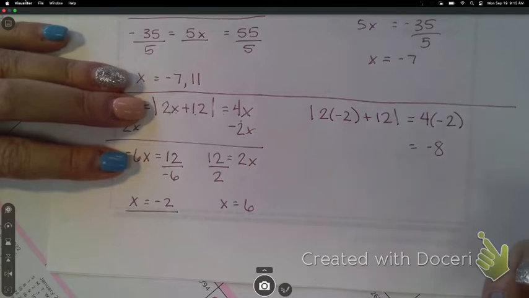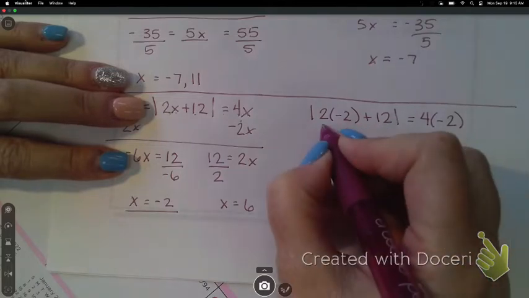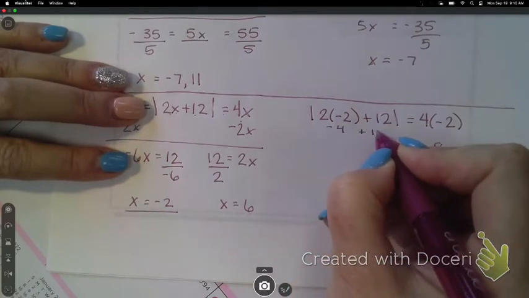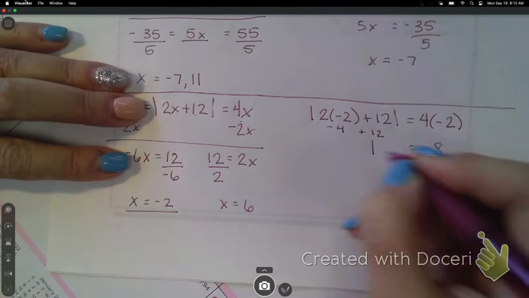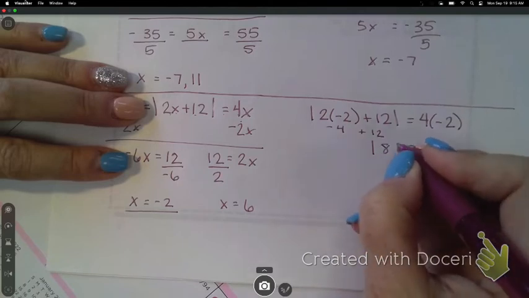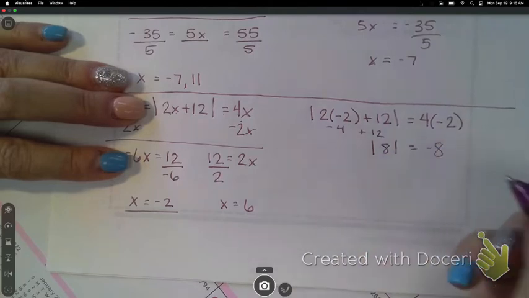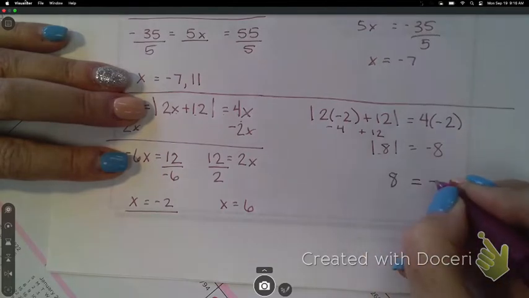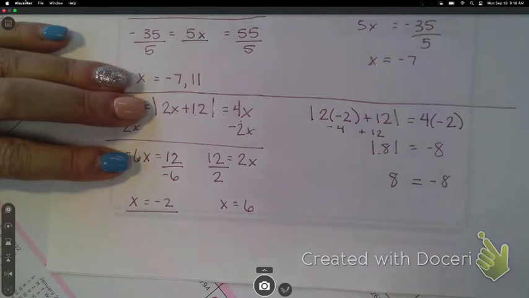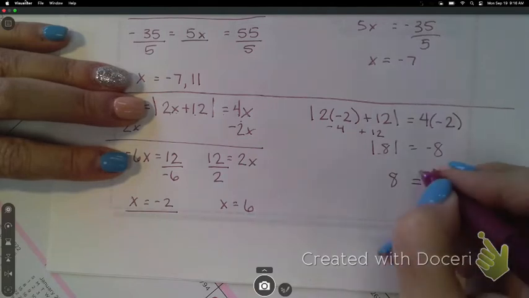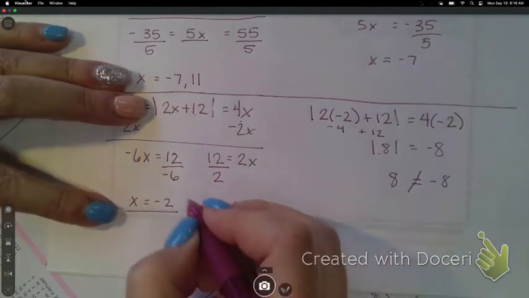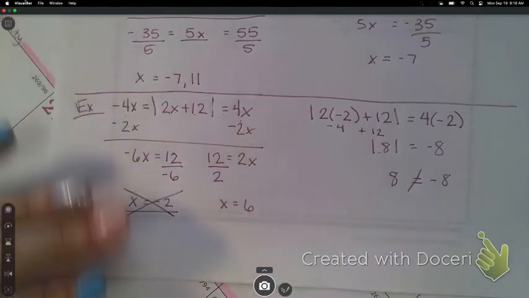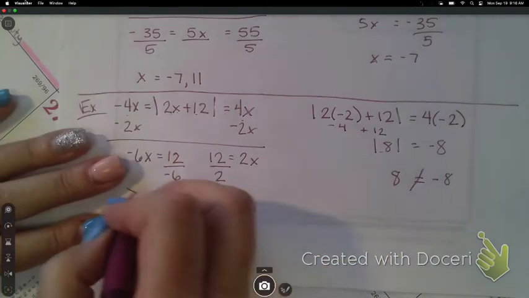So this is negative 8, yes? Yes. Okay? This in here would be negative 4 plus 12, which would be what? The absolute value of 8. Well, what is the absolute value of 8? 8. Does 8 equal negative 8? No. So negative 2 is not a solution. I don't want you to scribble it out. I don't want anything other than an X.